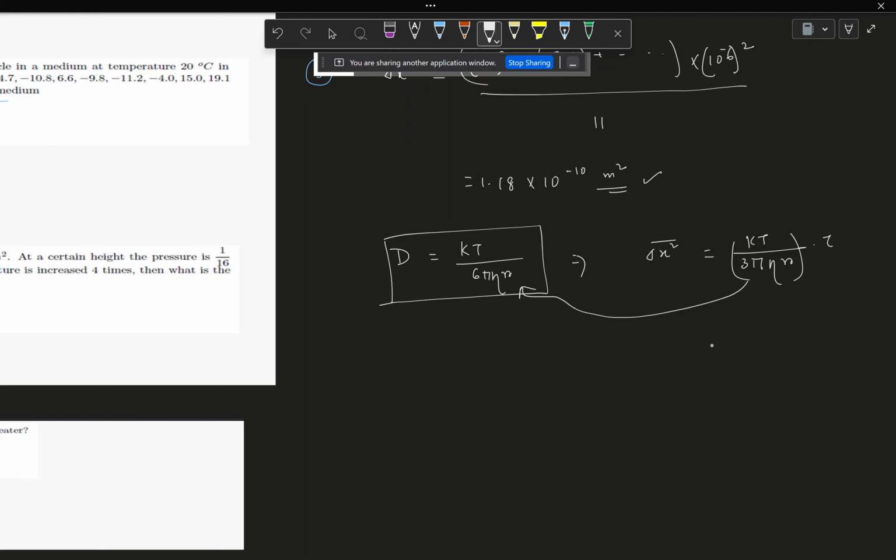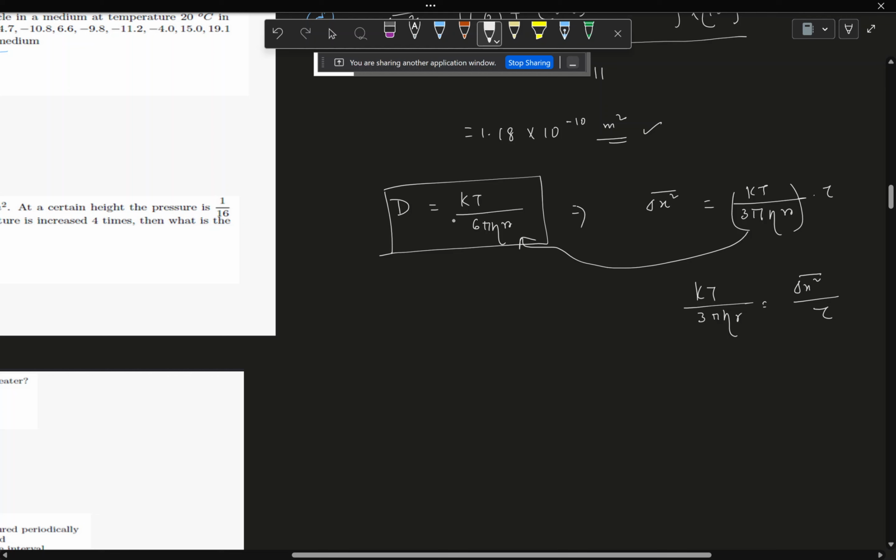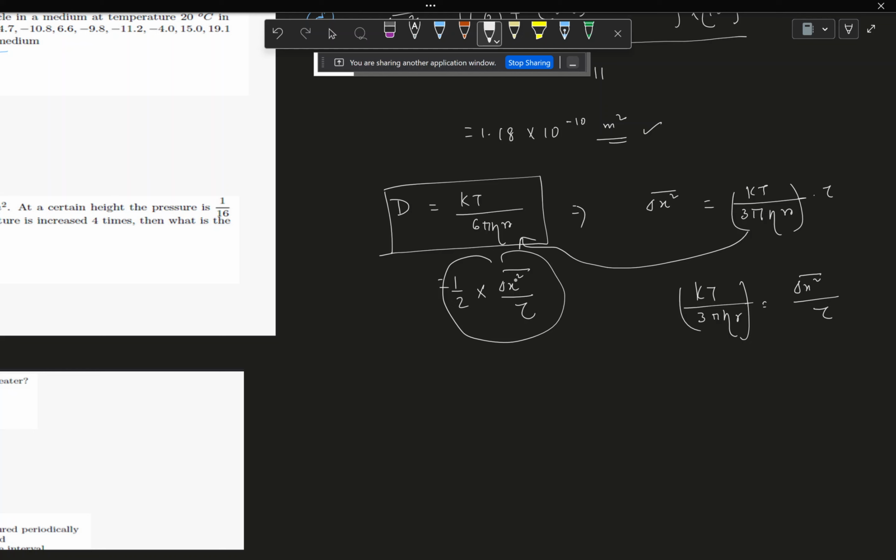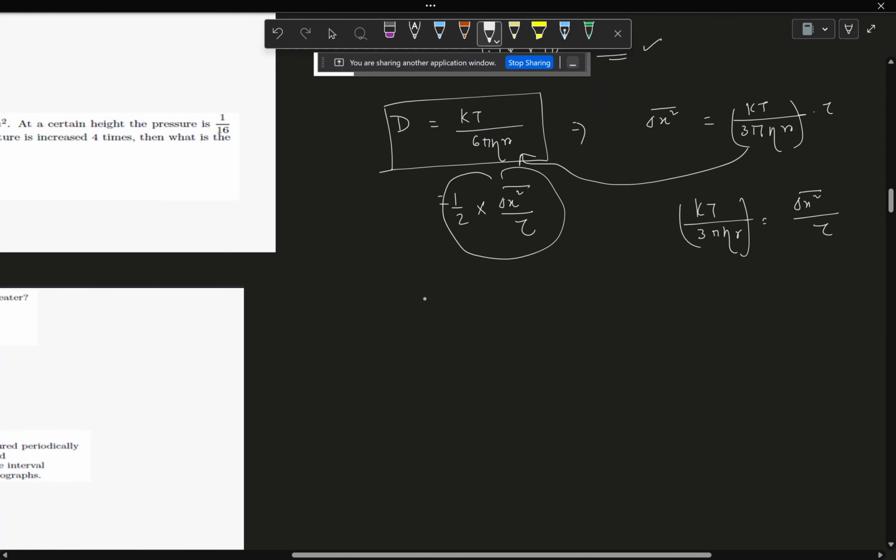So from here kT by 3 pi eta r is coming as delta x square average by tau. And D is just half of that, right? Because there is a sixth factor. So 1/2 into this term that we have just got. We substitute the known information, and this is how we get D.